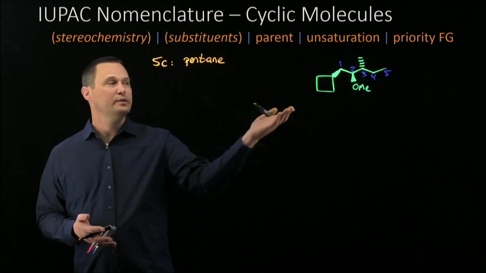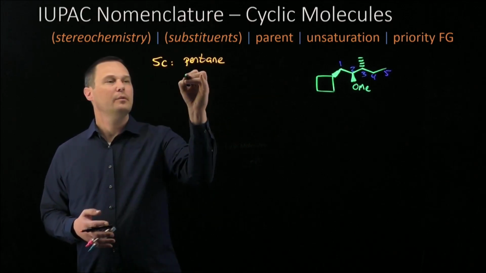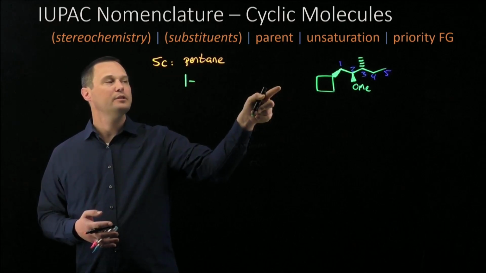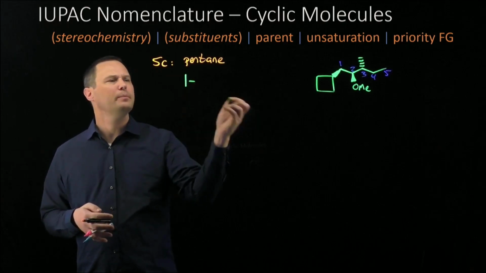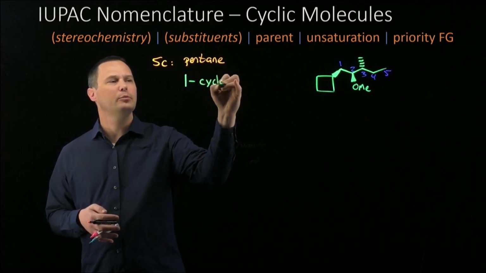Next, we list the substituents and their locations in the molecule. On carbon number 1, we have the 4 carbons of the ring. 4 carbons would be a butyl substituent, but it's not going to be a butyl substituent. They're in a ring, so we name it a cyclobutyl substituent.